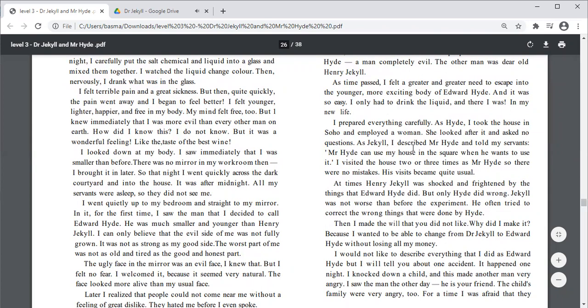As Jekyll, I described Mr. Hyde and told my servants, "Mr. Hyde can use my house in the square when he wants to use it." I visited the house 2 or 3 times as Mr. Hyde, so there were no mistakes. His visits became quite usual.